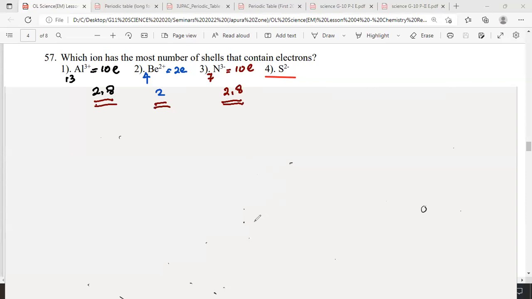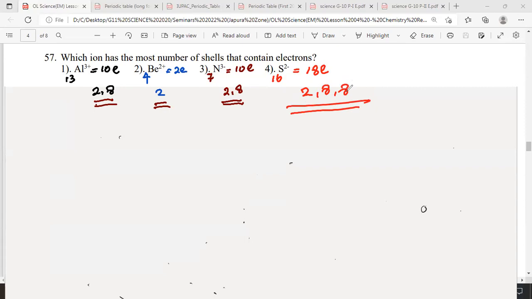Last one, everyone. Last one, atomic number 16. What is the atomic number here? 16. Atomic number of sulfur is 16. Sulfur is the 16th element. So how many electrons are there in it? 18 electrons. Therefore, the configuration will be, why 18? Why does 16 become 18? Because of 2 minus. Therefore, it becomes 2, 8, 8. He is the one which contains the maximum number of shells.